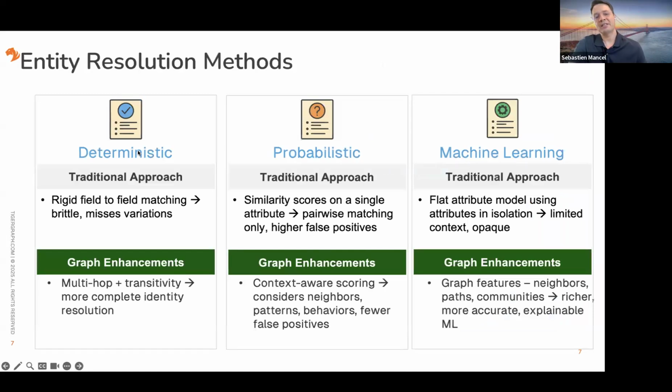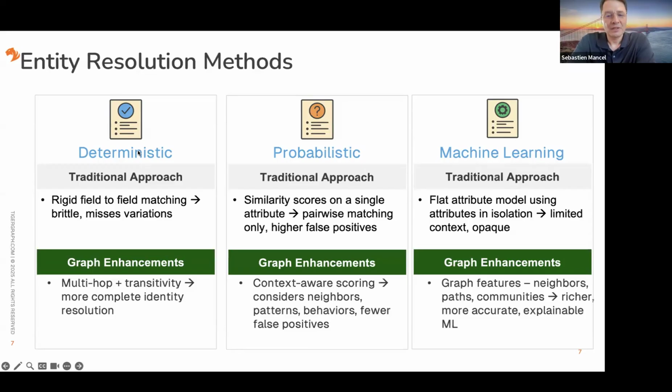Well, when it comes to entity resolution, there are three core methods: deterministic, probabilistic, and machine learning. Now, each plays an important role, and in practice, they're often used together. But each also has its own set of limitations, and that's exactly where Graph comes in. Graph doesn't replace these approaches, it strengthens them, adding context, flexibility, and accuracy. So looking at each method, deterministic is the simplest, most straightforward.